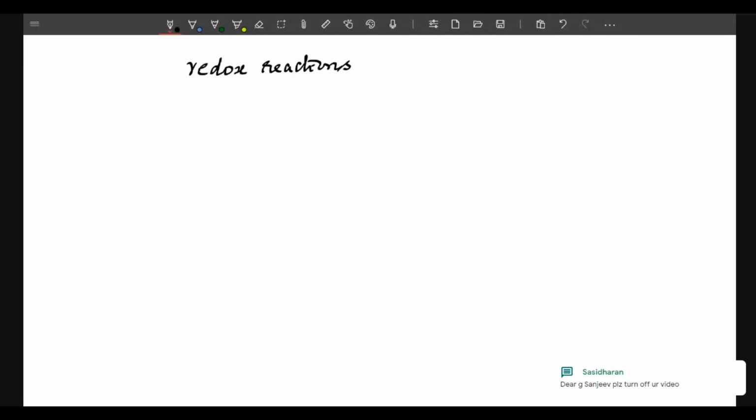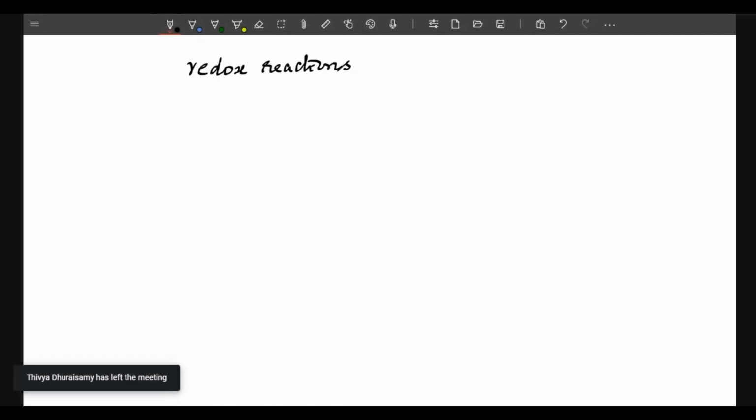In redox reactions, you will always come across which species is undergoing oxidation, which species is undergoing reduction, and how many electrons are involved in the process, because some problems involve the number of electrons, and the number of electrons involved will not be given to you.